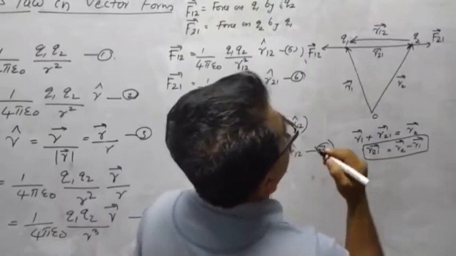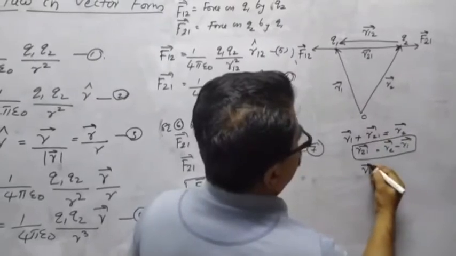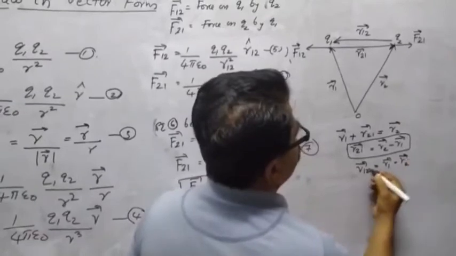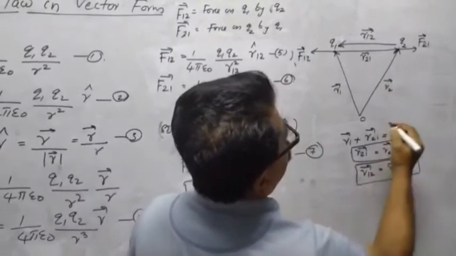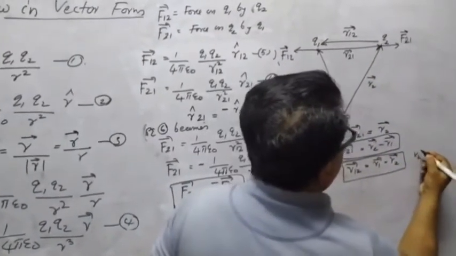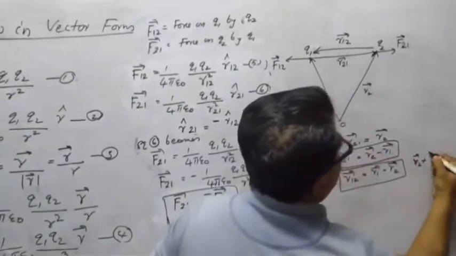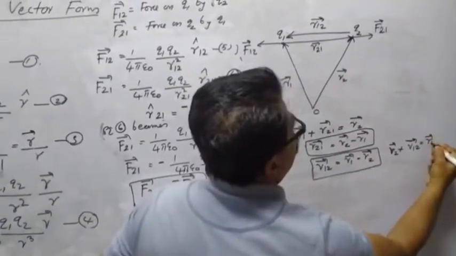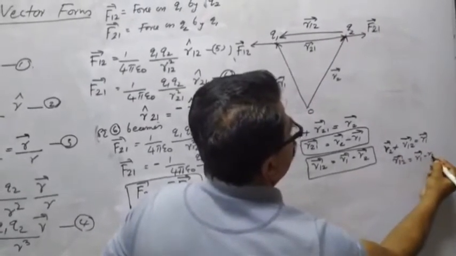Similarly, that is R12 equal to R1 minus R2. It's very simple. That is how you can get it: R2 plus R12 equal to R1. Therefore, R12 equal to R1 minus R2.